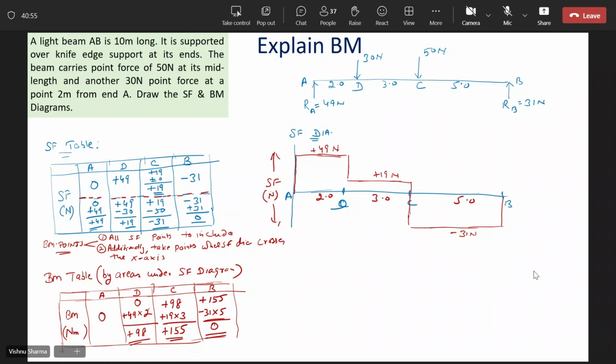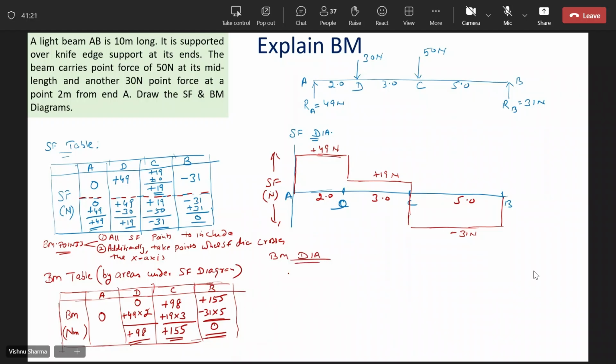Now we'll go to the BM table and plot the points, and the shape of the BM diagram will come from the SF diagram. Where did the shape of the SF diagram come from? It came from the beam diagram. So the beam diagram was guiding you to shape the SF diagram. Now the SF diagram will guide you to shape the BM diagram. So now we have the BM diagram here.